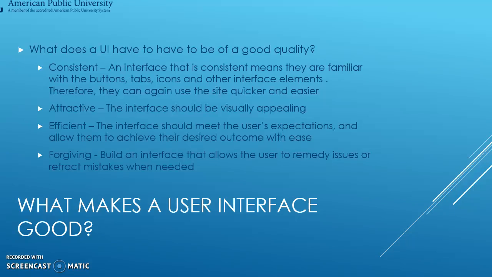Some additional qualities and characteristics of a good user interface is consistency. An interface that is consistent means that they are familiar with the buttons, the tabs, the icons, and other interface elements. Therefore, again, it's going to allow them to navigate quicker and easier. If it's something that they are unfamiliar with, it may take them some time to relearn those skills. So again, if we provide consistency, it's just going to be easier for the end user.